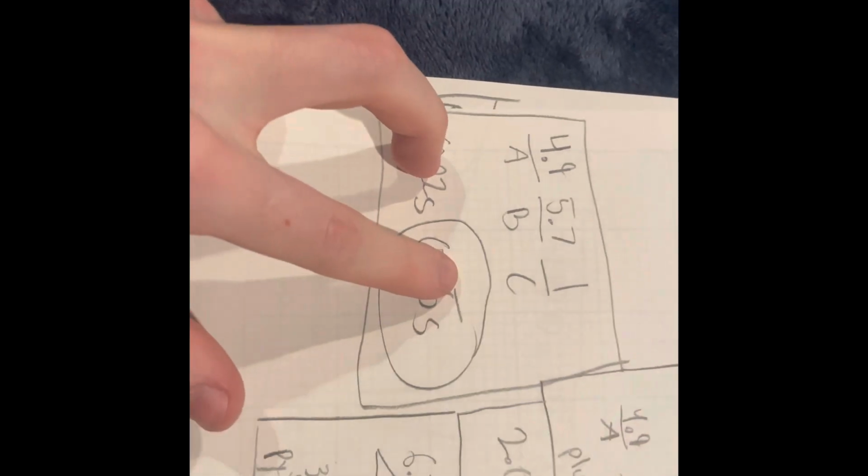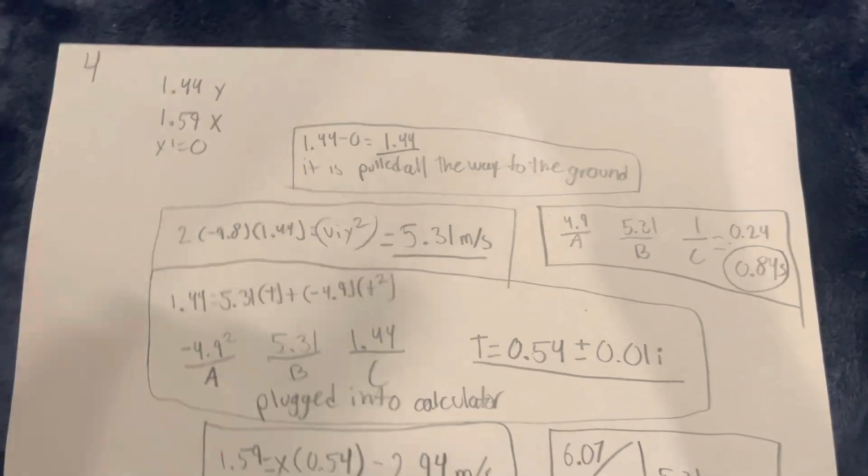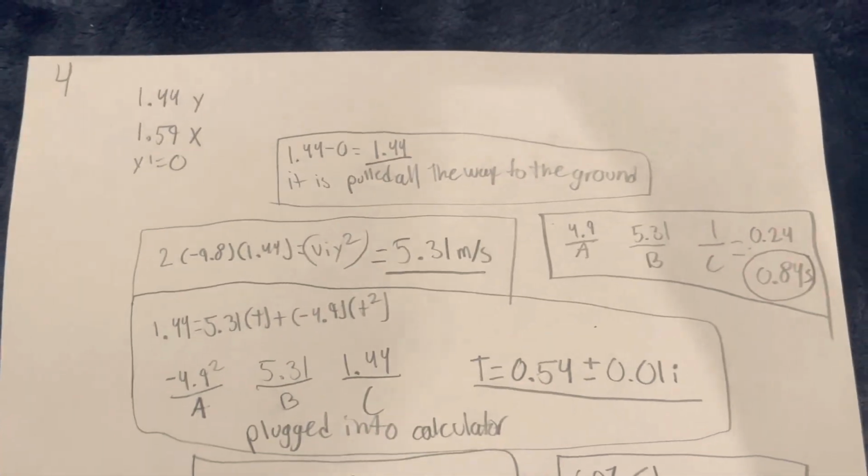And once again, I used this equation and used the quadratic calculator online. Got these 2 numbers, and this one's where it first crosses the meter. This is the second one where it comes down crossing the meter. This one stayed the same as well because it was pulled all the way down to the ground.